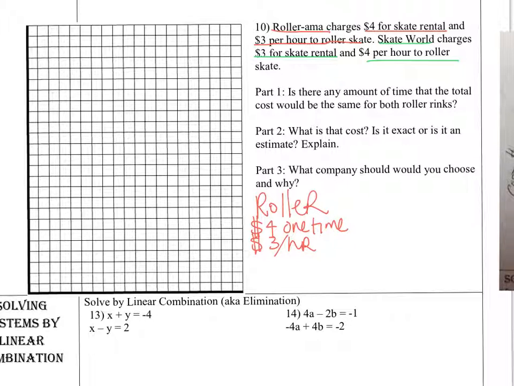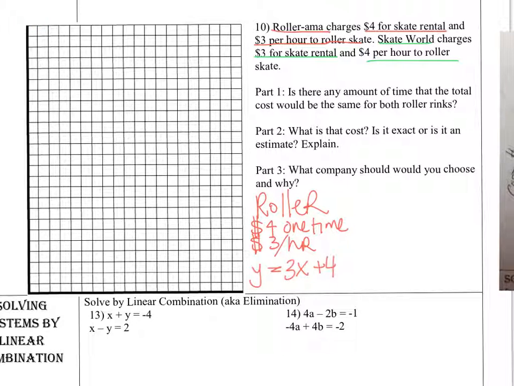Remember, whenever we hear the word "per," that tells me slope. So right off the bat, I know this is my slope, and this is my y-intercept. This is my m, and this is my b. That means my equation is y equals 3x plus 4. A one-time fee of $4 plus $3 per hour. That means my x-axis is hours, and my y is my total cost.